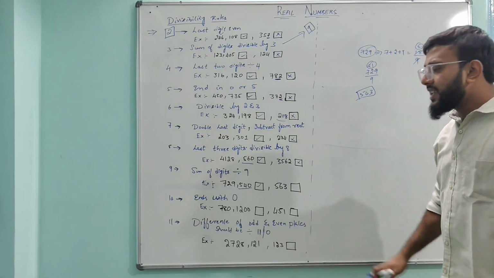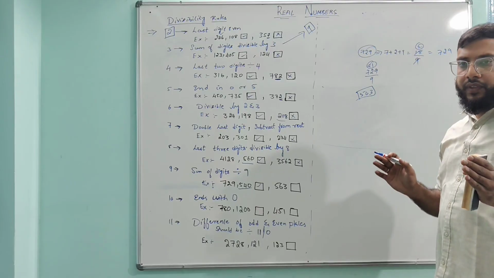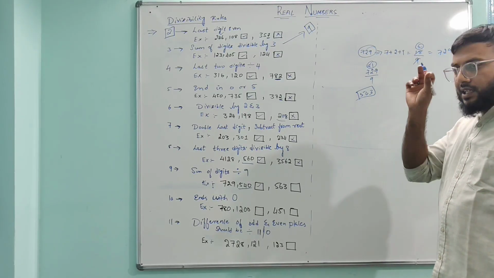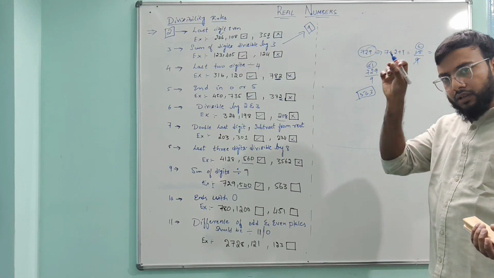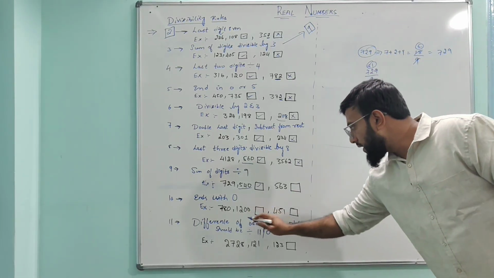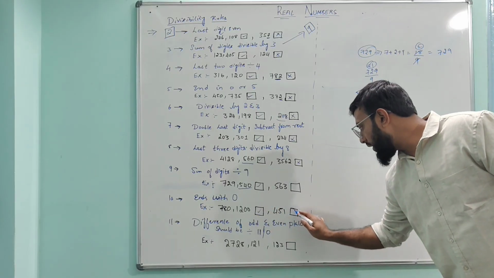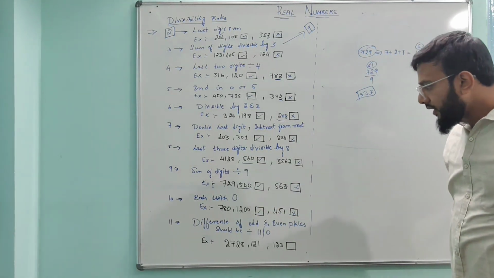We'll go with 10. See, 10 is very easy. Divisibility check for 10: if the unit place has 0, the whole number is divisible by 10. Simple funda. I have given examples. Just check with this. Obviously, these will be divisible. These numbers are not divisible.